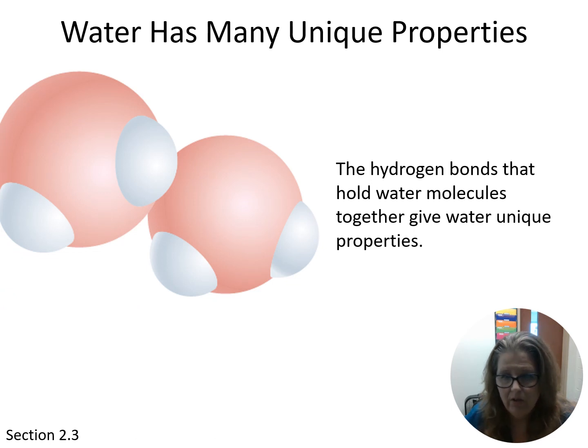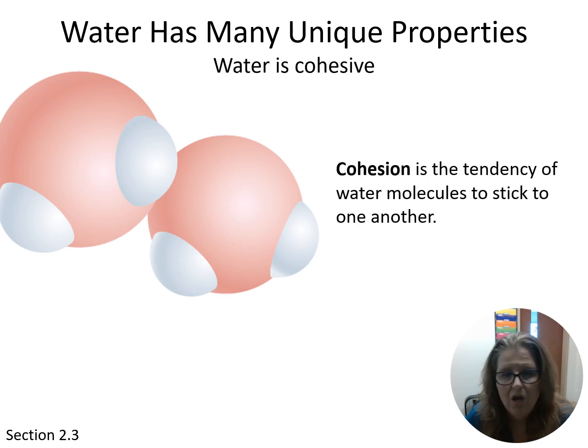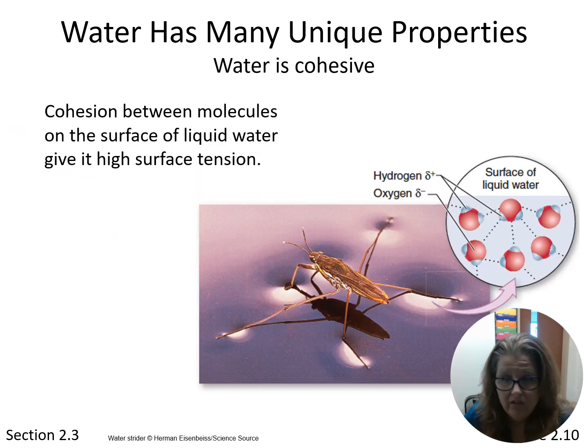So hydrogen bonds that hold water together help to give it properties. Realistically, it's the polarity that gives a lot of properties, ultimately. Cohesion is the tendency of water molecules to stick to one another. This is really through those hydrogen bonds. So cohesion, right here, this is the hydrogen bonds. This allows a surface tension so that some insects can actually walk on the water.